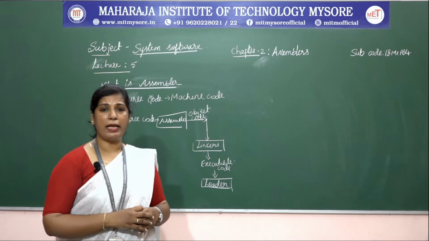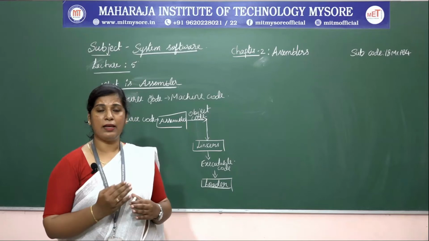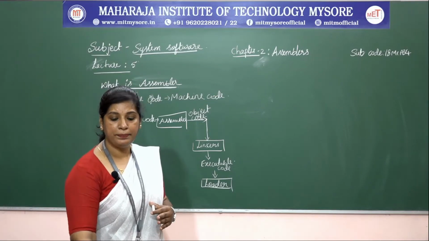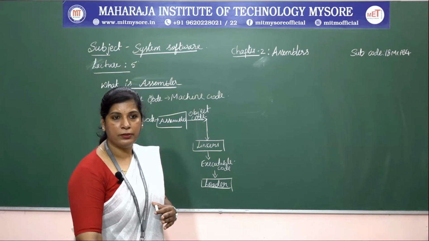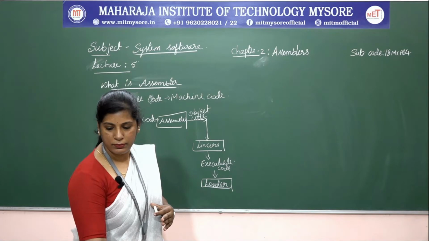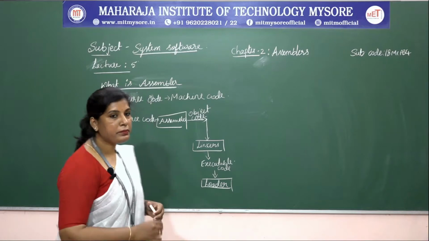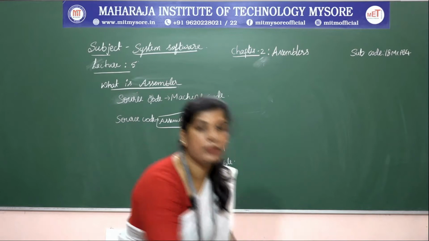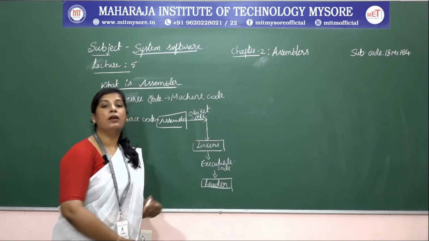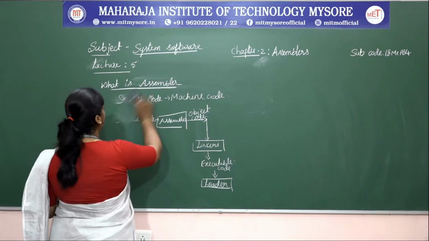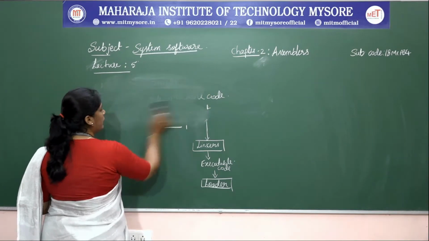For that, I am going to explain step by step how the assembler is going to generate the assembly code. First, I want to discuss the main function of an assembler. Before going to that, I want to take a simple program to show how we can write an assembly level language program.